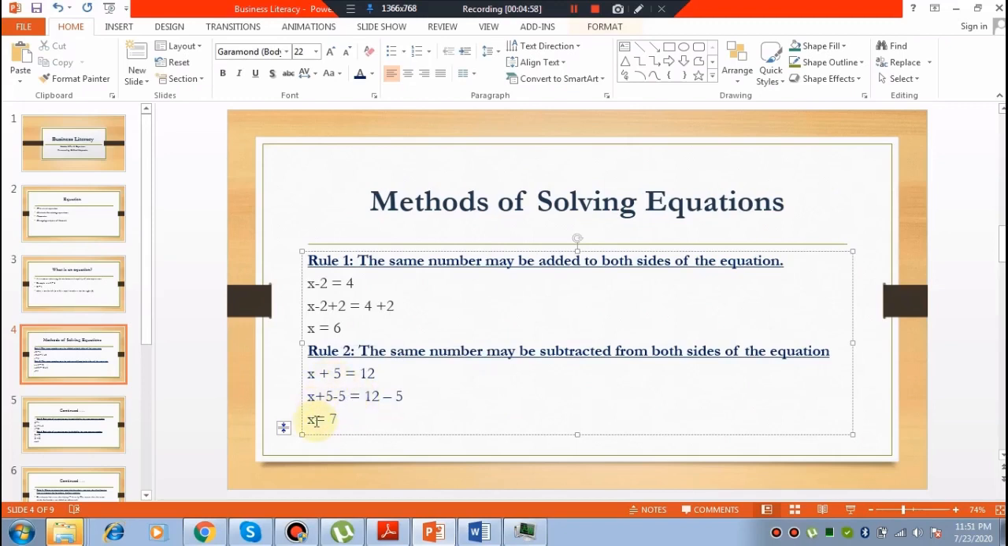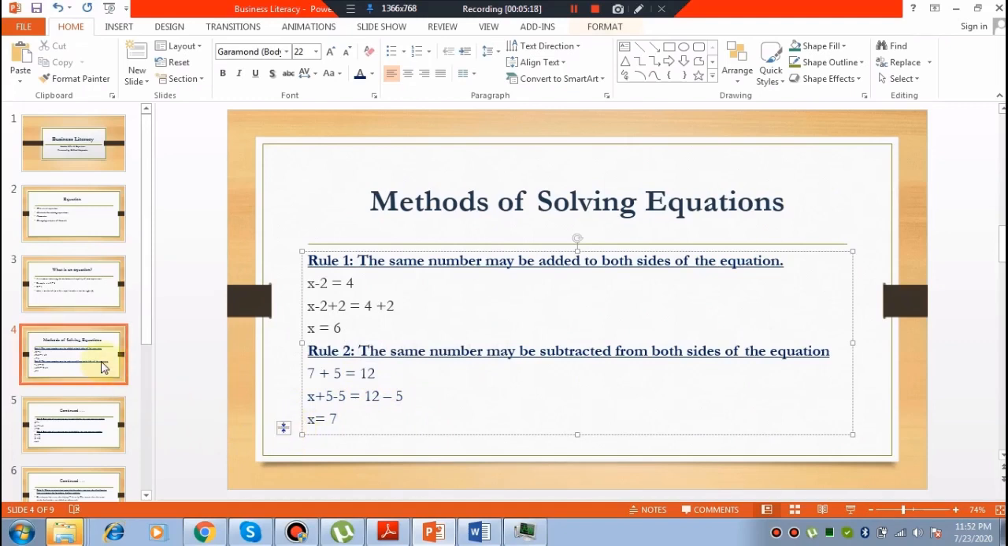So let's check for x. We substitute 7 for x: 7 plus 5 equals 12. We can prove that 7 plus 5 is equal to 12. So your left is equal to your right. Simple and straightforward, guys.